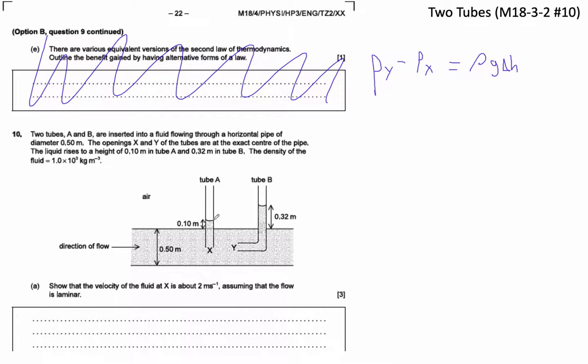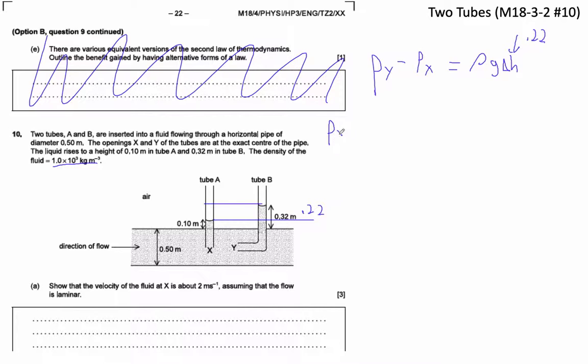And the difference in height here is 0.22 meters, so you put in 0.22 for that. g is 9.81, rho is 1,000. Okay, so now you've got Py minus Px. And then you can do Bernoulli's equation.